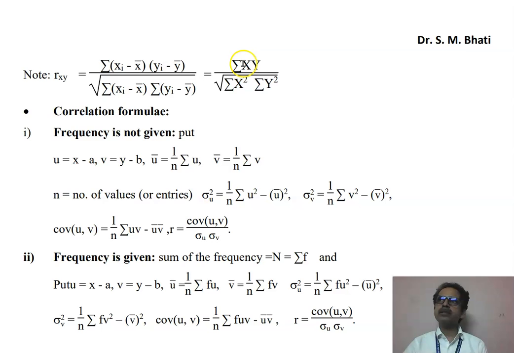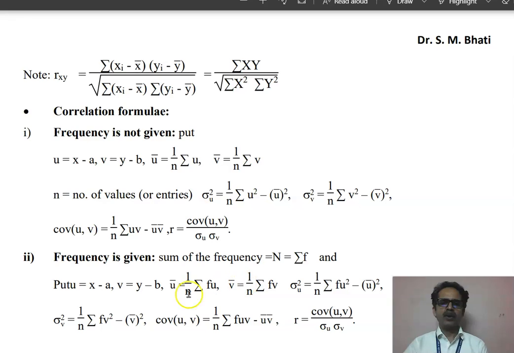Here capital X is the deviation from x bar, that is, capital X stands for xi minus x bar, and capital Y stands for the deviation from y bar, that is, yi minus y bar. Now we must know some other results also which are useful in examples. Suppose frequency is not given. Frequency is not given, and let's see now the result when frequency is given.